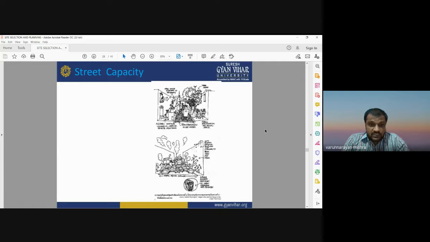So street capacity is also important. Street connectivity and street capacity both are important. It should be well connected, and the streets should have high capacity so that they can handle a lot of population. If the streets are very congested and narrow, it will be problematic. There may be the problem of traffic jam, the problem of congestion, and the problem of some other social interactions. So street capacity is very important.